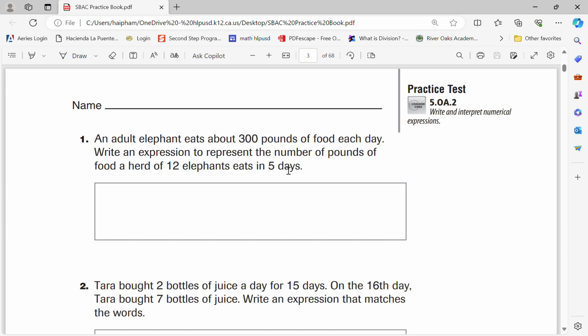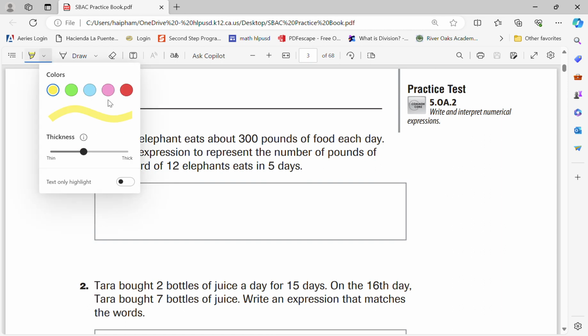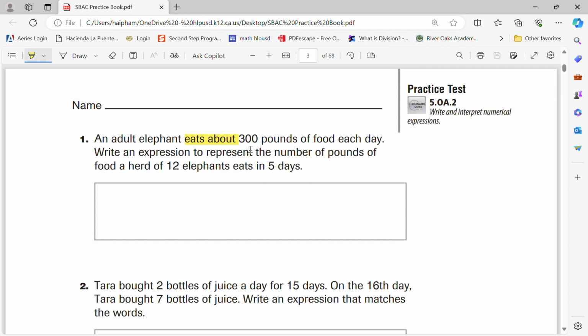An adult elephant eats about 300 pounds of food each day. Write an expression to represent the number of pounds of food a herd of 12 elephants eats in 5 days. Now, for this question, they're letting us know that an adult elephant can eat about 300 pounds of food each day. We are also asked to write an expression. Remember, an expression is a number sentence that does not include an equal sign. And instead of writing about one adult elephant, we are writing about a herd of 12 elephants.